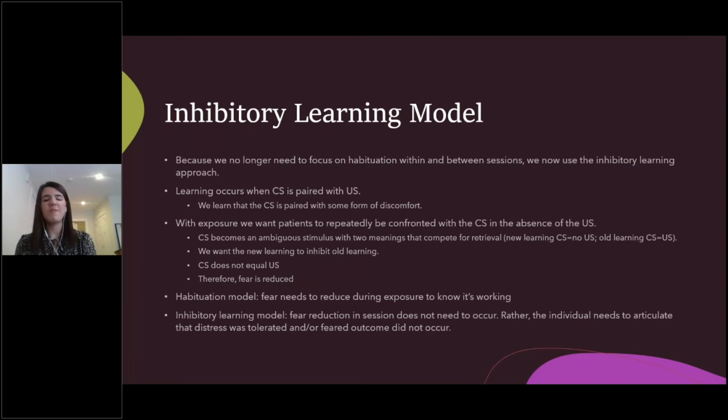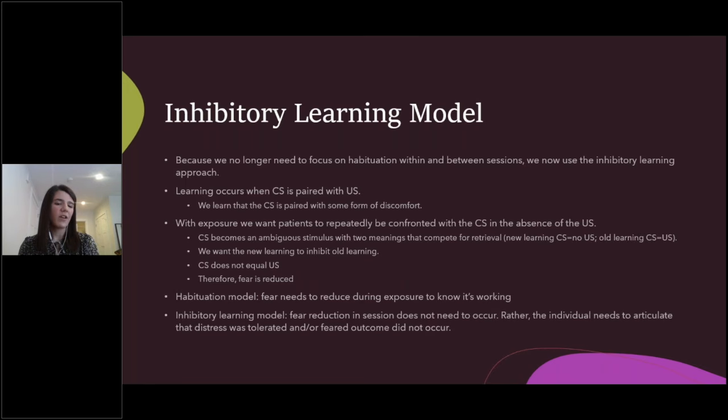Sometimes the old learning is retrieved, which then signifies a return of fear. That's a topic for a whole other webinar. But for the purpose of this talk, we are hoping that the new learning, that the conditioned stimulus no longer predicts the unconditioned stimulus, inhibits the old learning, and therefore fear is reduced.